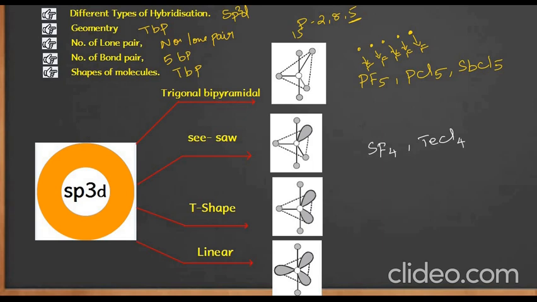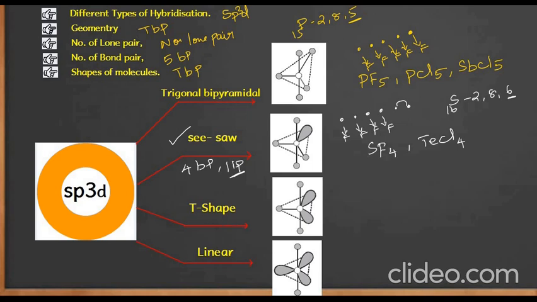So here sulfur, we know that the atomic number is 16. 2, 8, 6, so keep 6 dots. Each one is filled by fluorine, and here one lone pair is there. So seesaw means there are bond pairs and one lone pair. If one lone pair is there, the shape is a seesaw shape.